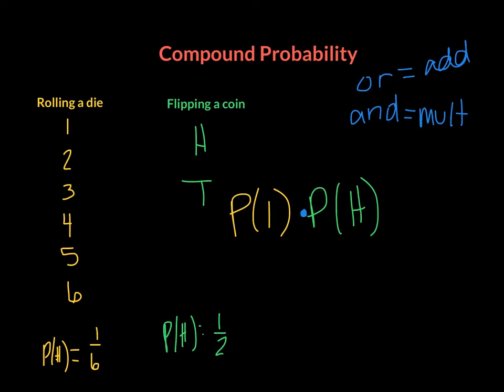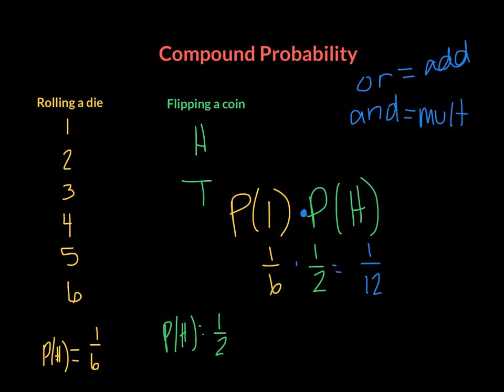So the probability of 1 is 1/6, and the probability of a head is 1/2. So 1/6 times 1/2 gives me 1/12. So really what that's saying is there is 12 total combinations between rolling a dice and flipping a coin, and only one of them has the combination of a 1 and a head.